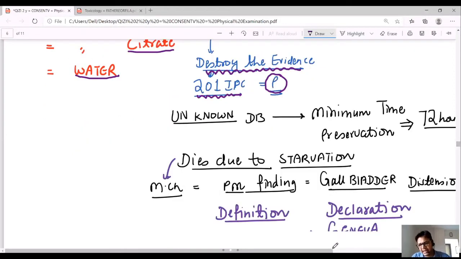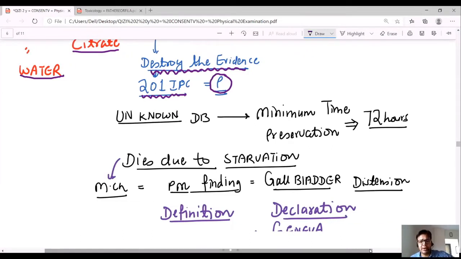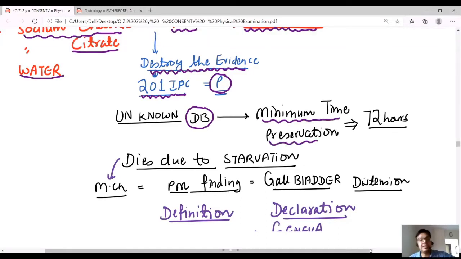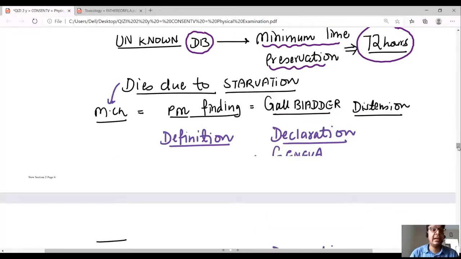Now, sir, this is another very important MCQ. If you have an unknown dead body, what is the minimum time of preservation? That is 72 hours. The minimum time to preserve the unknown dead body is 72 hours, because in that time the police investigate and identify the dead body, or relatives identify the dead body. Otherwise, the minimum time for preservation is 72 hours.